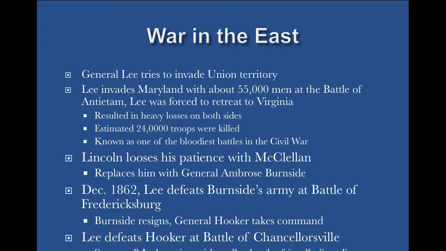It was extremely gory, extremely bloody. I think Lee was a little bit ambitious when he comes into Union land to attack, and the battle was fought. There was a fire exchanged, and Lee was eventually forced to retreat back down into Virginia. This battle resulted in heavy losses on both sides. It's estimated about 24,000 troops were killed. That's an extra zero there. Oopsie. It's known as one of the bloodiest battles in the Civil War. So it's a really important battle. Both sides suffered really heavy losses, so it was really good for no one.